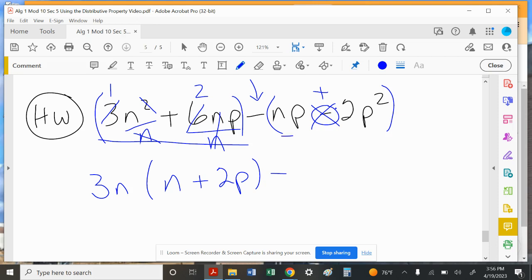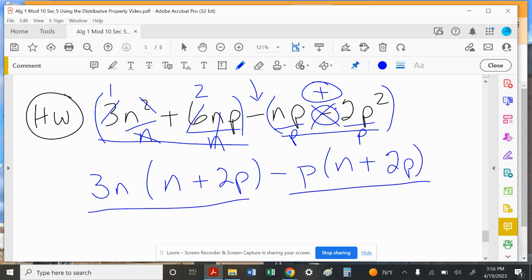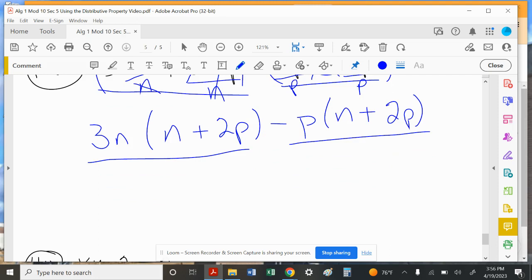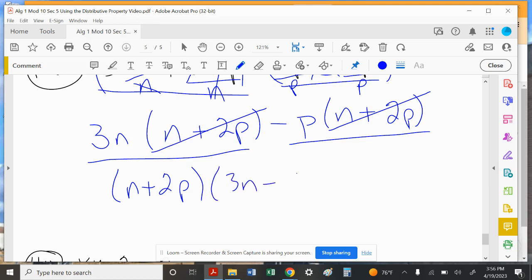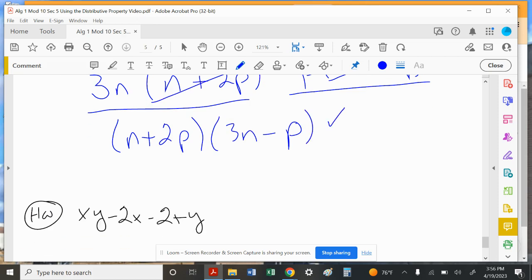Then I do minus. Now I look at what I can take out here. Notice both of them do not have an n. Both of them do not have a 2, but both of them have 1p, so I can take out a p. And then I have n, because I divide this by p and this by p, so I just have an n, and then plus, because I changed my sign, and then I have 2p. Now we have 2 terms. Notice that my n plus 2p, which is together, comes out. I cancel those, so just so I know that I took them out. And then I have 3n minus p left over. There's my answer.